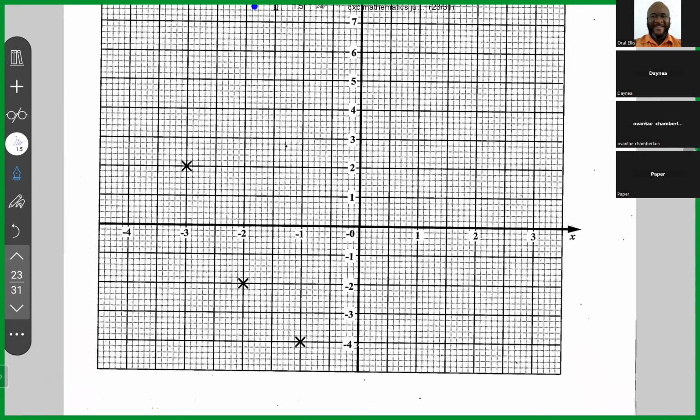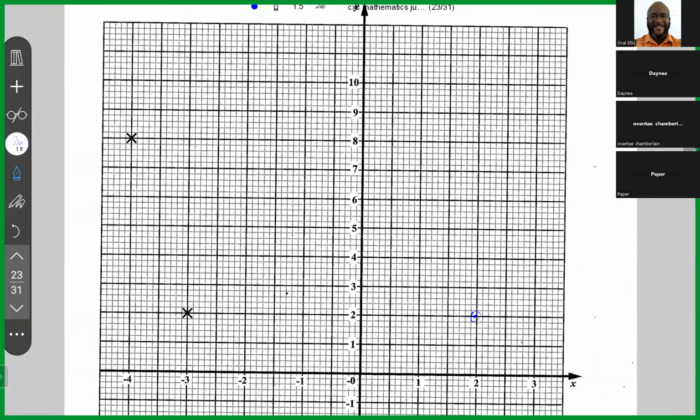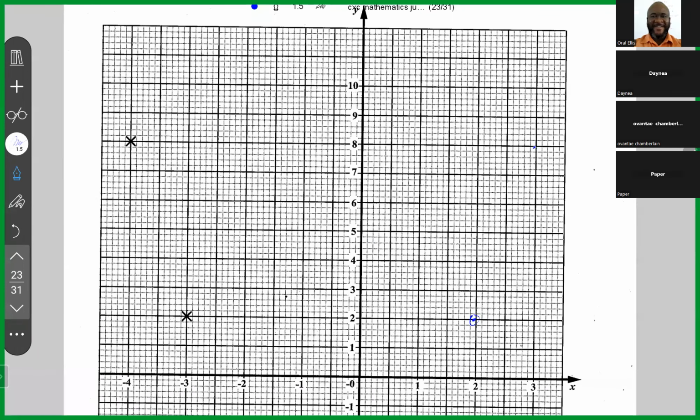All right, so 0, minus 4 is here. 1, minus 2 is here. 2, 2, I'm guessing, is here. And 3, 8 is here. Those are the remaining points. So let's plot our graph.